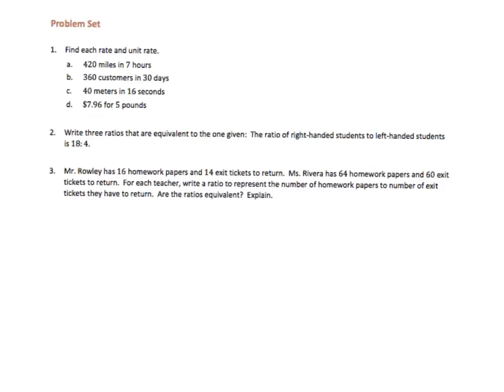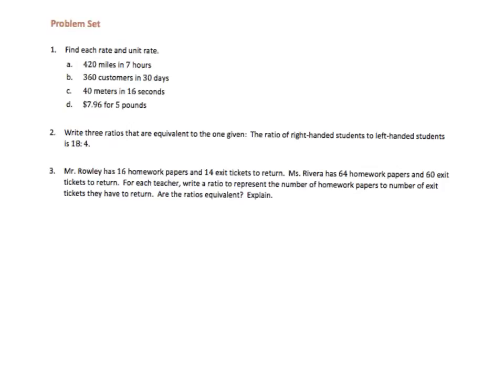The problem set is where you practice these concepts on your own. So the first one, you are just finding the unit rate, the rate and the unit rate. So remember, the unit rate is how many per one, and then the rate is the number that is the first number when it is per one. Then you're going to write three ratios that are equivalent to this. So this is the number of right-handed students compared to left-handed students. What are three ratios that are equivalent to this one?